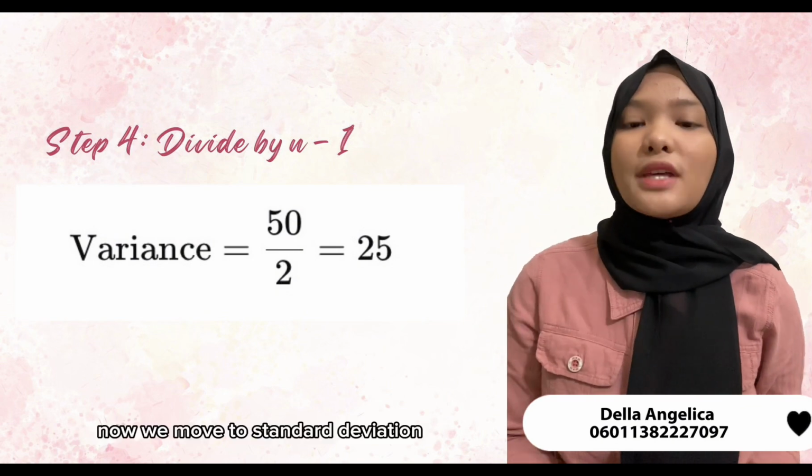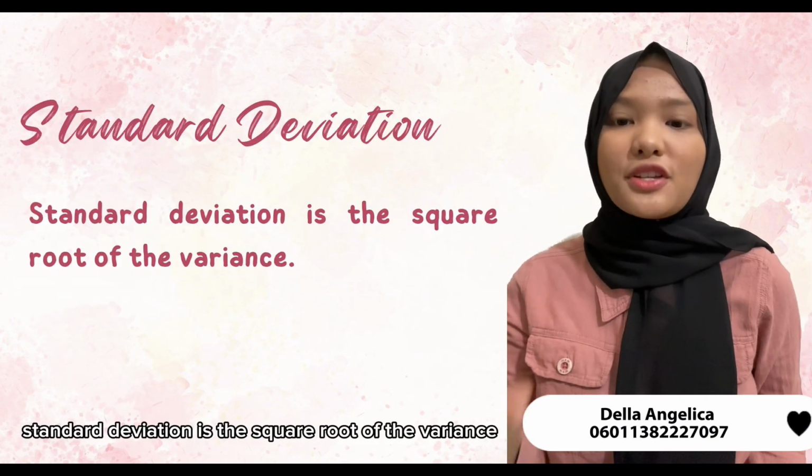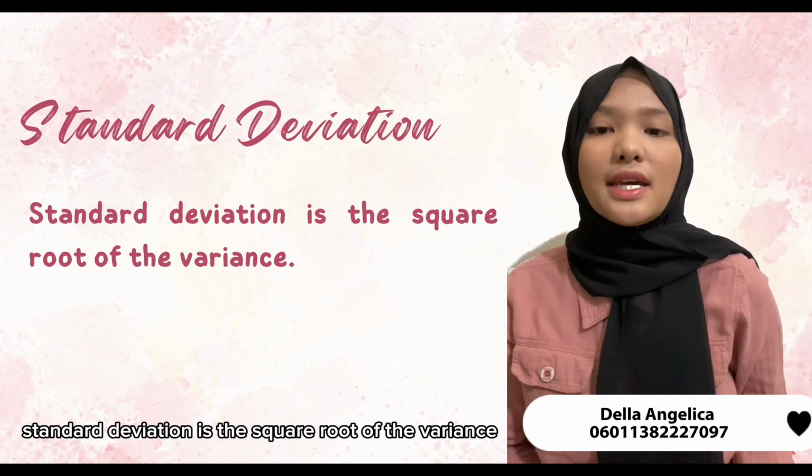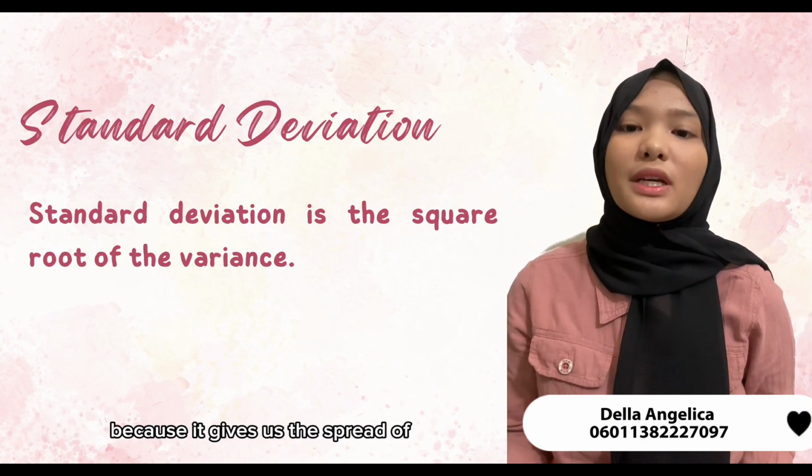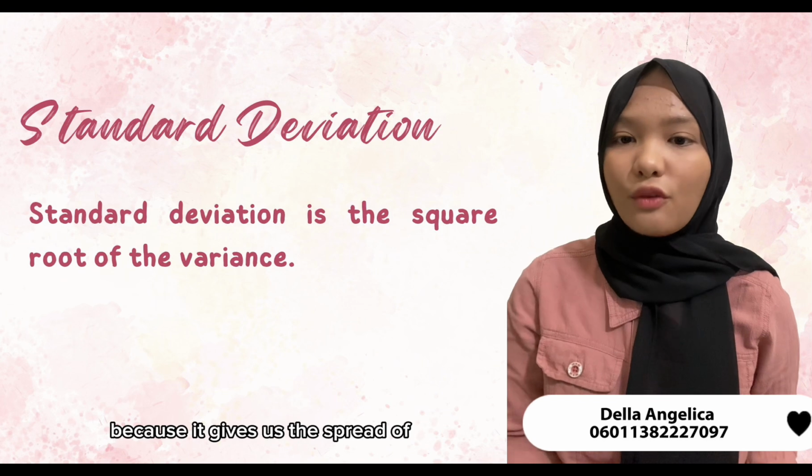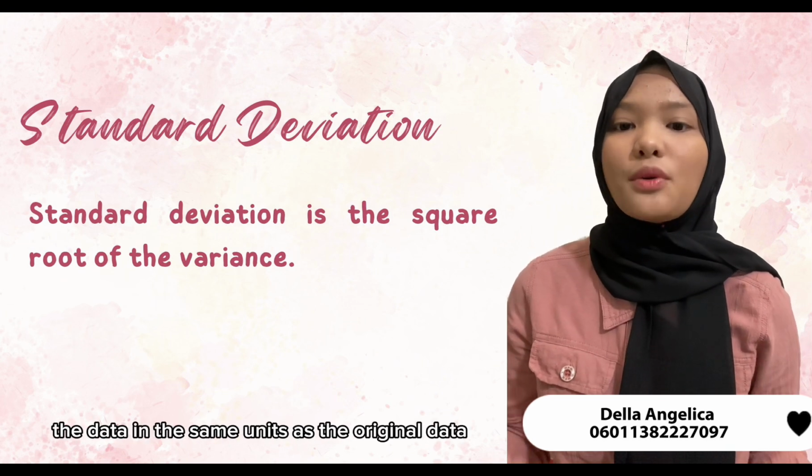Now, we move to standard deviation. Standard deviation is the square root of the variance. It is more useful than variance because it gives us the spread of the data in the same units as the original data.